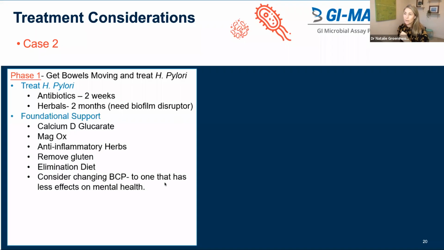All right, and so the foundational support, again, the calcium D-glucarate because of that elevated beta-glucuronidase, mag oxide. Sorry, I don't think I mentioned that this patient is constipated. So she is constipated. I'm using mag oxide to get her bowels moving. And then anti-inflammatory herbs to help with the inflammation, removing gluten, elimination diet. So really trying to see if there is any food sensitivities. And then again, considering changing that birth control pill to one that has less effects on mental health.